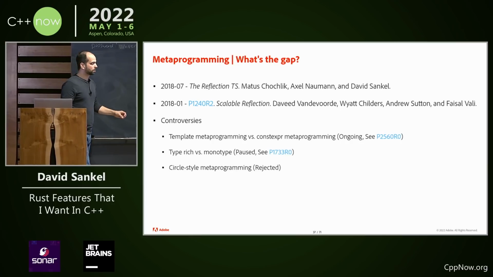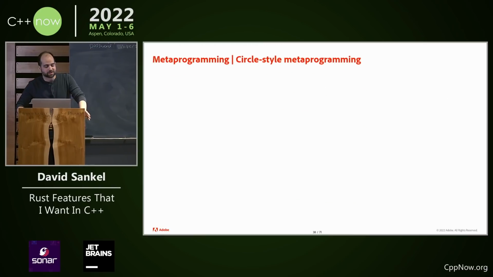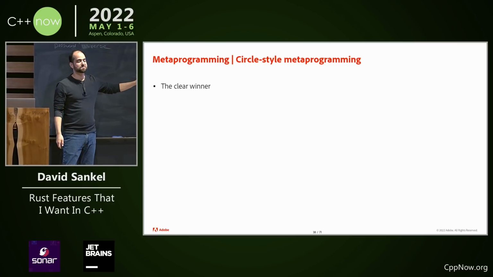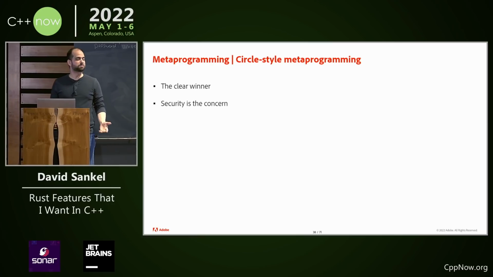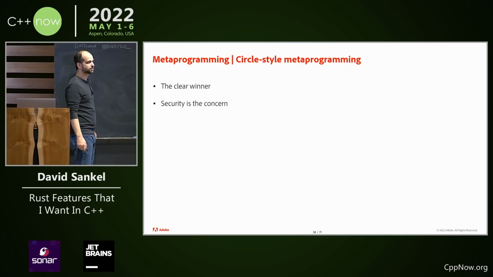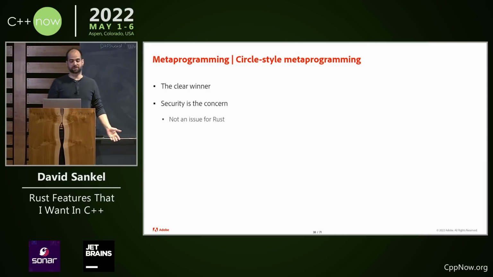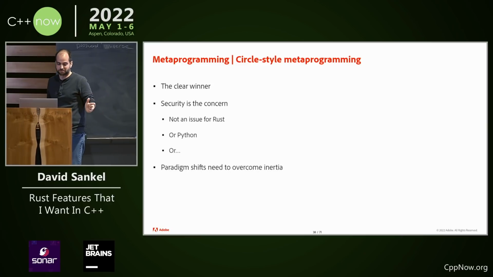And then there was circle metaprogramming, which got completely and utterly rejected. We should talk a little bit more about that. So, circle style metaprogramming. This is the clear winner in terms of metaprogramming. Why was this a problem? People mention security as the primary concern. They're concerned about security because if you compile with something that powerful, you might end up running third-party code at compile time, right? It can be scary if you've never had that before, but it's not an issue for Rust or Python or like 8 million other things, but whatever, for C++ apparently it's a problem.